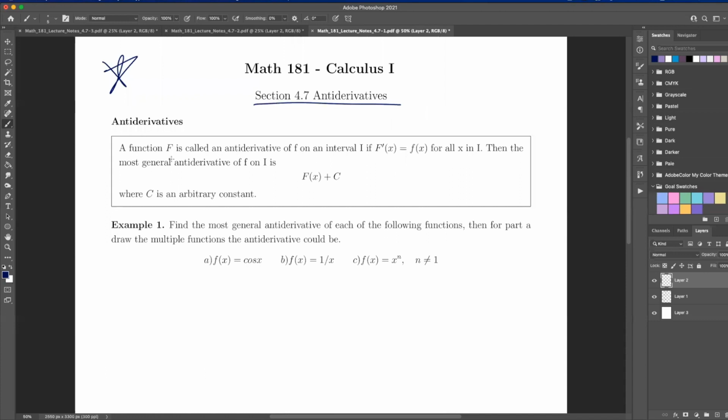A function capital F is called an antiderivative for a function lowercase f on an interval I if the derivative of capital F is equal to lowercase f for all x in I. The most general form of an antiderivative on I is F plus c, since c is an arbitrary constant. I'll show you why that is.